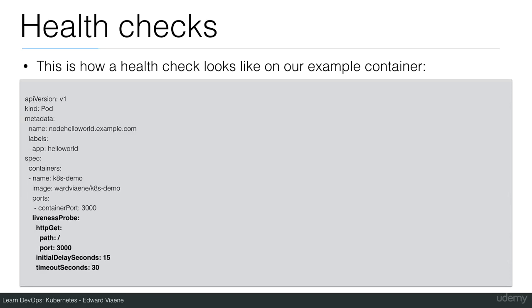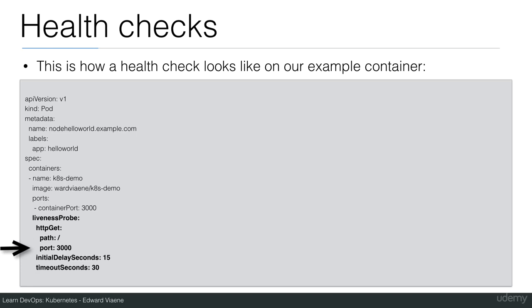This is how a Healthcheck looks like on our example container. Here again, I have the pod, the example pod, and here is then in bold the Healthcheck. It's a liveness probe using an HTTP GET on just slash, which means just the main website. On a production application, you're probably going to have something like /health, but here I don't have a separate health page, so I'm just using slash.